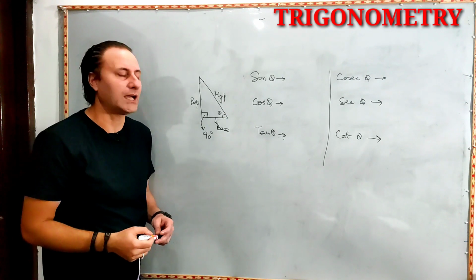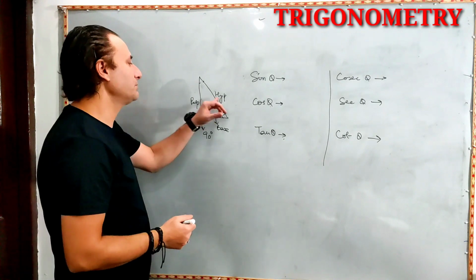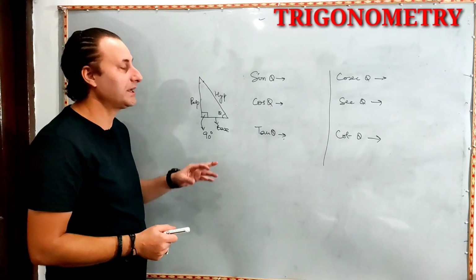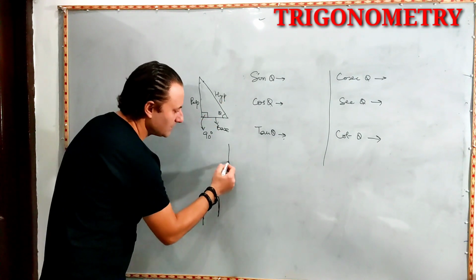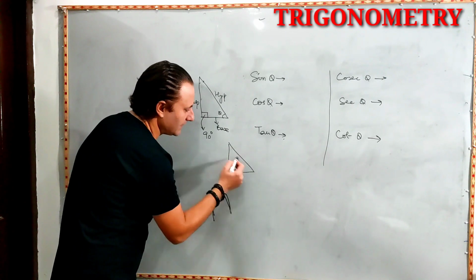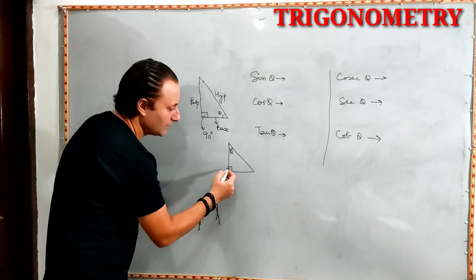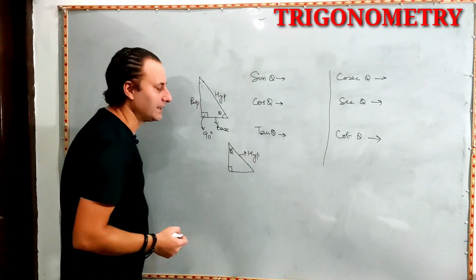Hypotenuse is the longest side of any right angle triangle, so this remains the same always. Let the theta be this or this, doesn't matter, this will be the hypotenuse. But when the theta changes, for example, I take another triangle and this is 90 degree, this is theta, so this is 90, this will be hypotenuse. As I said, it never changes.